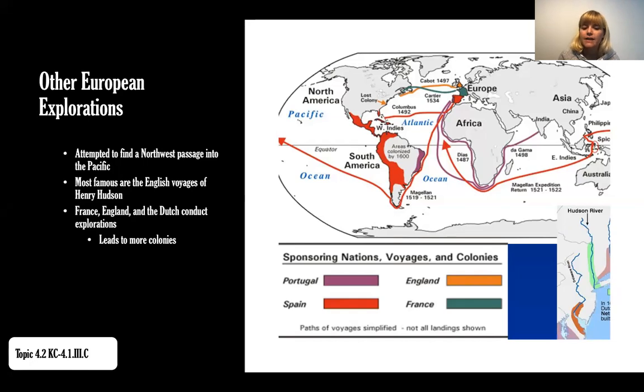France, England, and the Netherlands are also going to be conducting these important explorations. So again, guys, we're looking for a way to get to India and China. And one way, if we're already over on this side of this new world, naturally, why don't we attempt to look for a Northwest Passage, somewhere up here where we can cross and get over to the Pacific Ocean quicker. Okay.